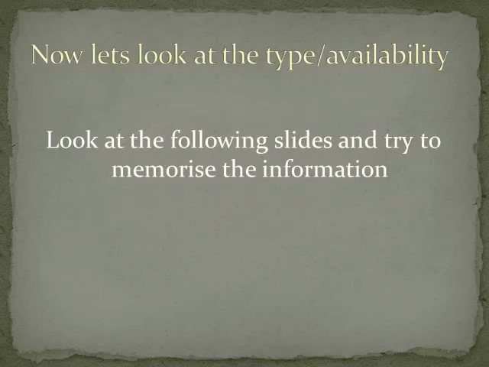Let's look at the type that we can find now. For example, if you find a third, you can have different types of a third. If you find a sixth, you can have different types of a sixth. I want you to look at the following slide and try to memorize this information.